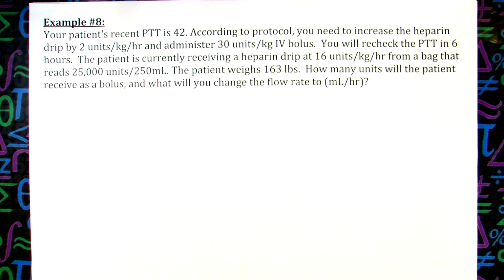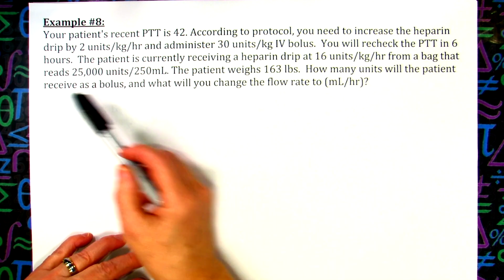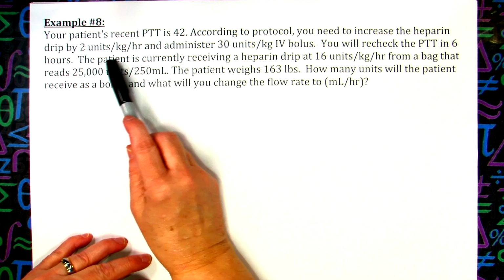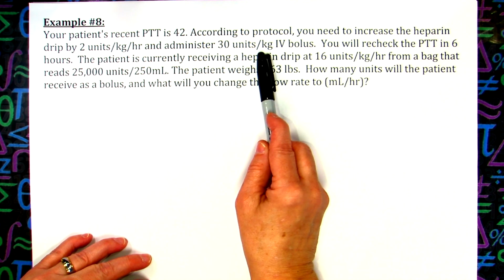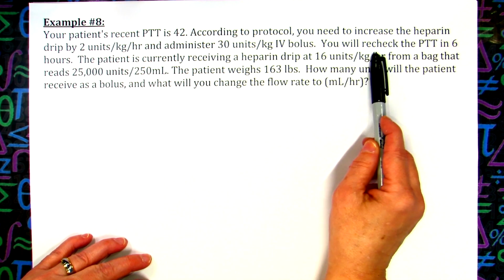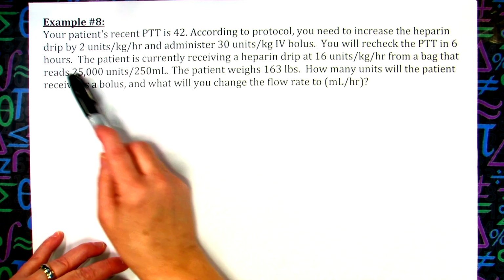For example 8, your patient's recent PTT is 42. According to protocol, you need to increase the heparin drip by 2 units per kilogram per hour and administer 30 units per kilogram IV bolus. You will recheck the PTT in 6 hours.